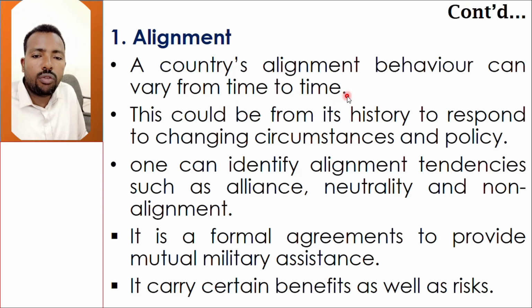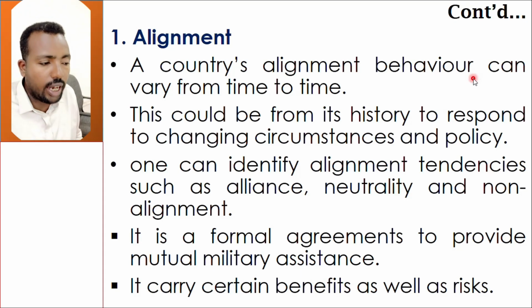Consider the situation of Eritrea and Ethiopia. Eritrea and Ethiopia were enemies for more than 12 decades. Now they're friends. They were enemies for 2 decades, and now they are friends. There is no country just like Eritrea that is working with the Ethiopian government. So there is no permanent enemy or permanent friend. Rather, there is a permanent interest. So a country's alignment behavior may change from time to time.